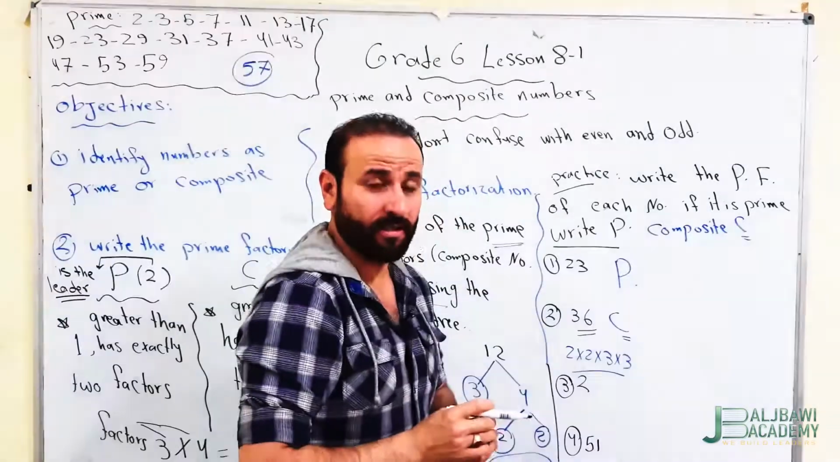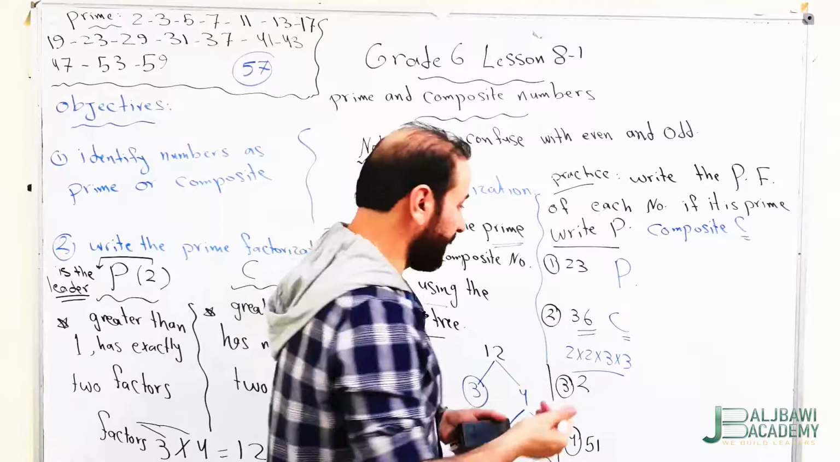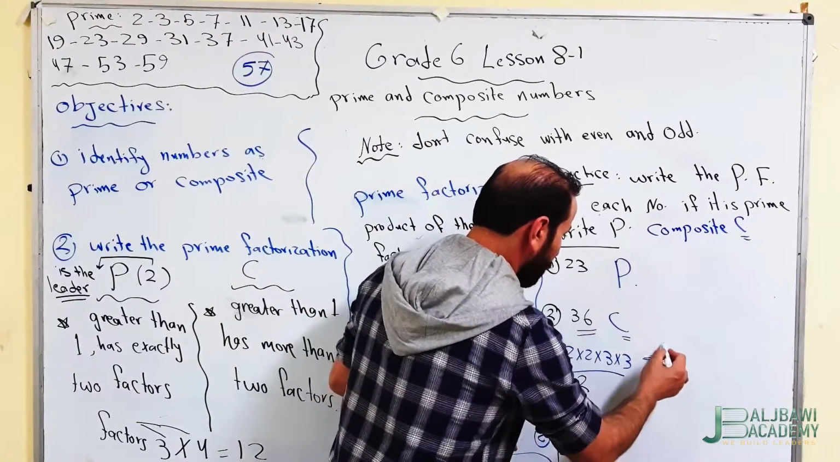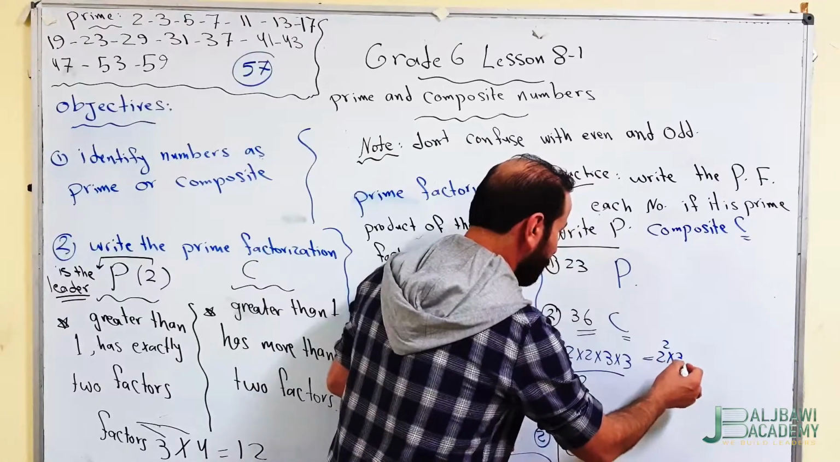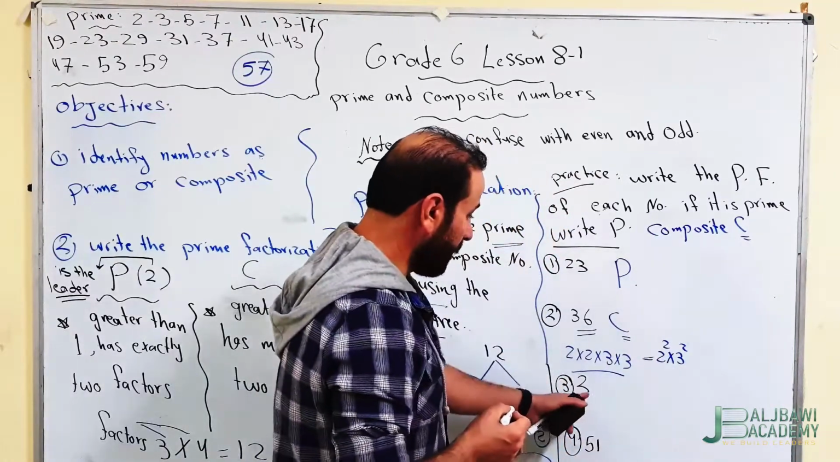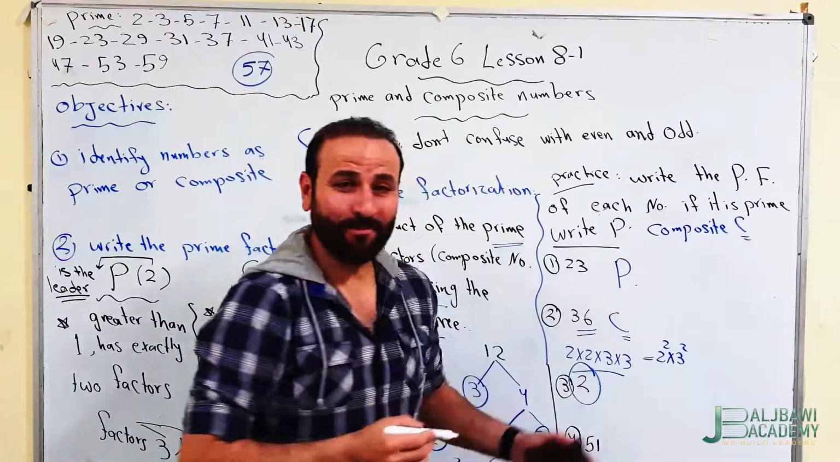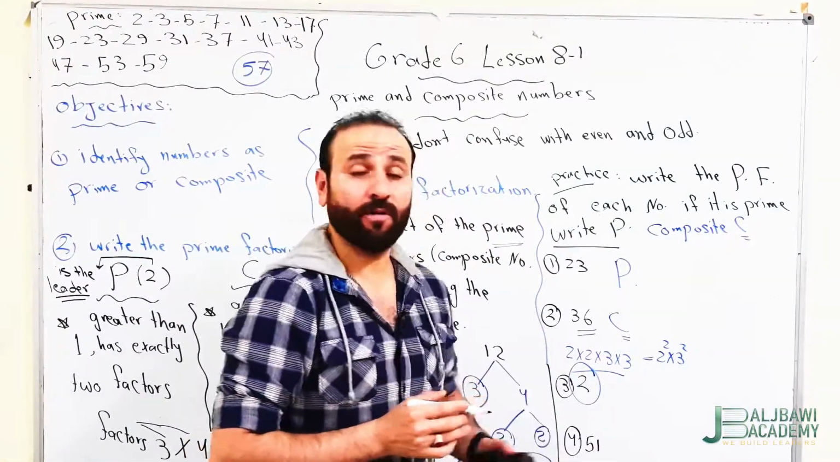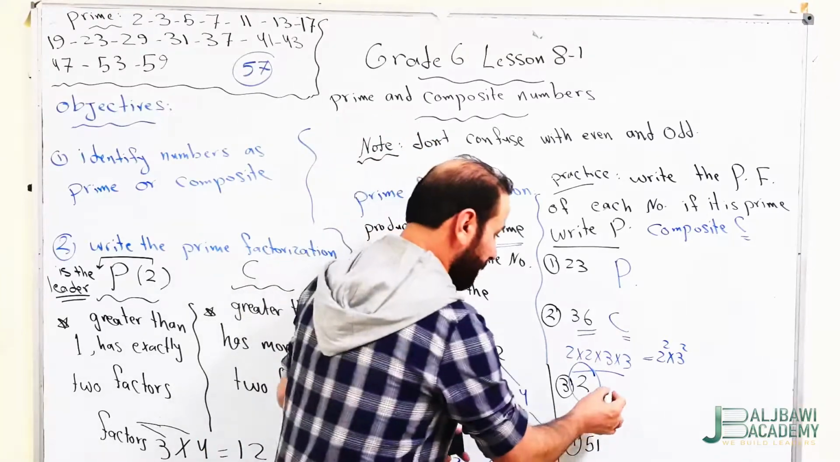Of course, you can write it as powers. You write it like this: 2 to the power 2 multiplied by 3 to the power 2. Now 2, I put this on purpose because I want you to always remember the only even number which is prime is 2. So I write P.